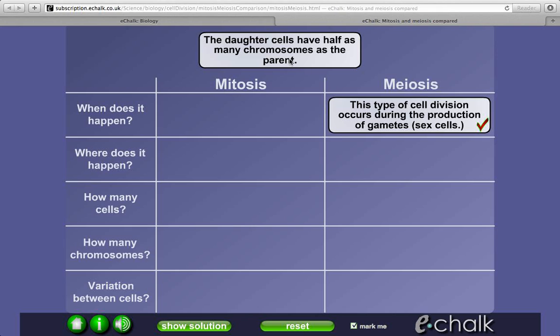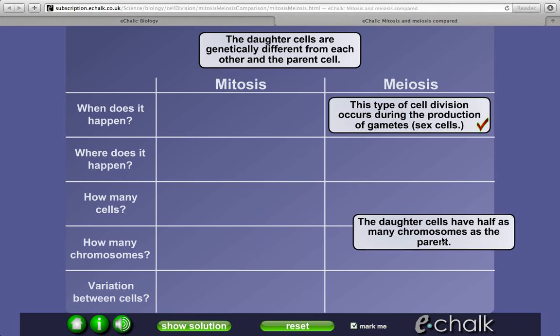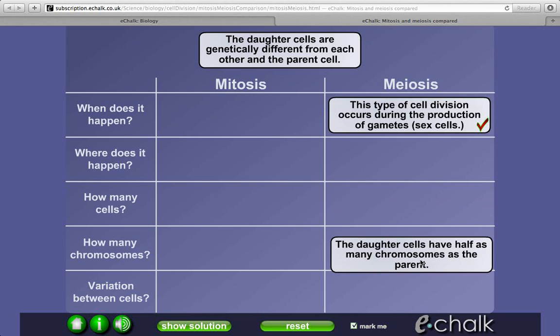Okay, the daughter cells have half as many chromosomes as the parent. Well, remember, mitosis is the genetically identical copying of the parent. So if they're genetically identical, they would have the same number of chromosomes. So if daughter cells have half as many, which we call haploid, remember, then that's got to be meiosis. So how many chromosomes? That's going to go down there.